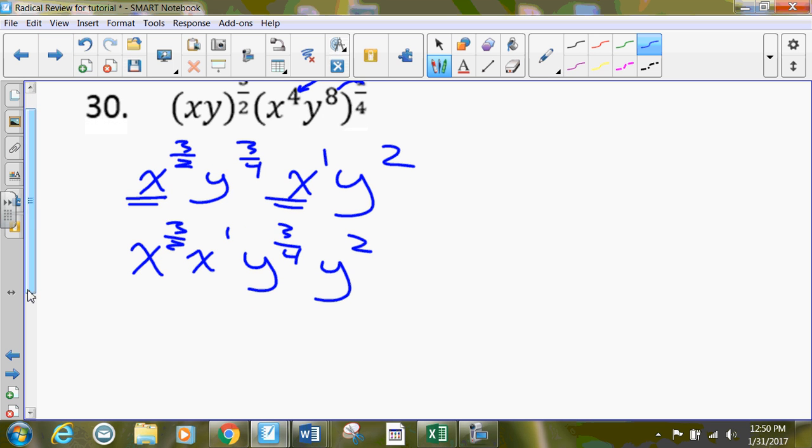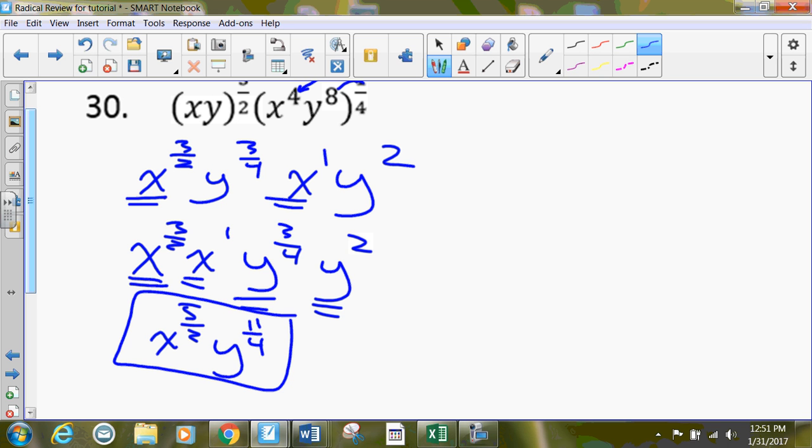So here we go. Same base. I'm going to add the power. So 3 halves plus 2 halves is 5 halves. Same base. I'm going to add the power. So 3/4 plus 8/4 is 11/4. And we are done. Woo! Awesome.